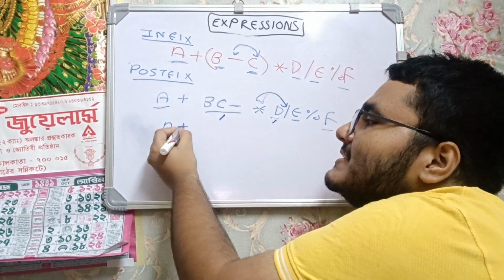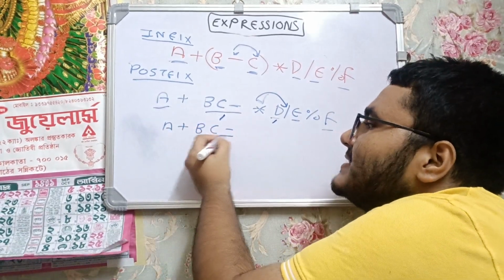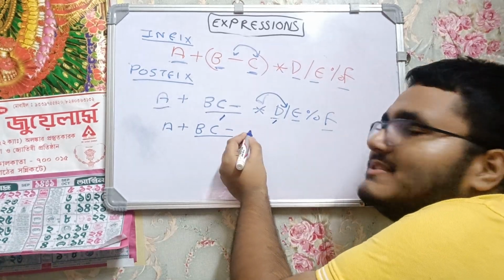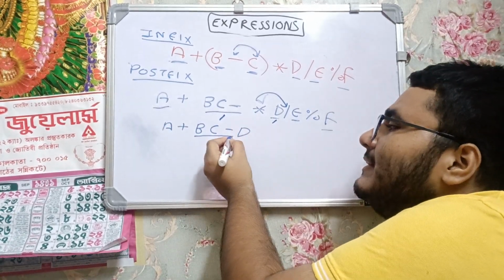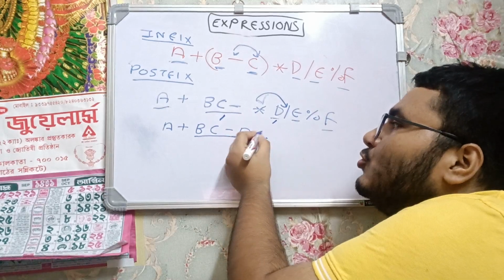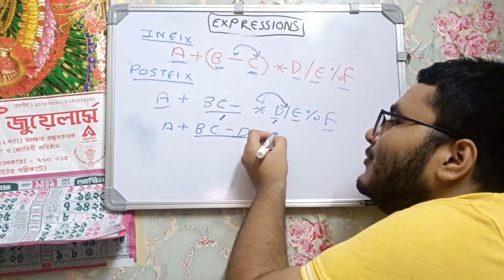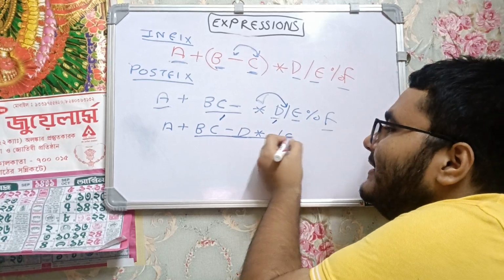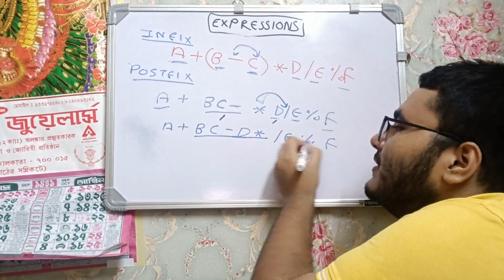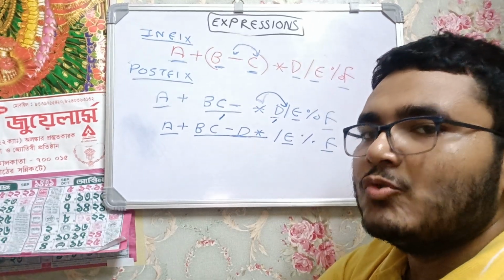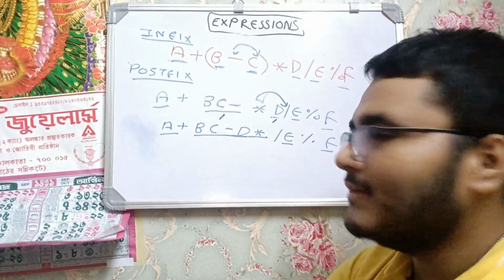So A plus B C minus an operand. This D will be merging with this, right? So D into this whole thing, and now by E modulo F. Fine, right? Who is having the next highest priority?